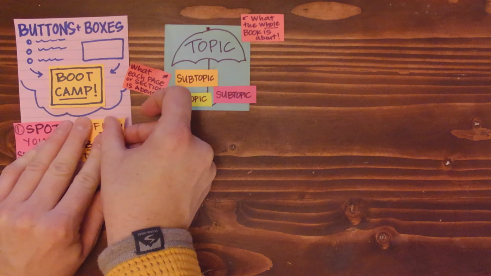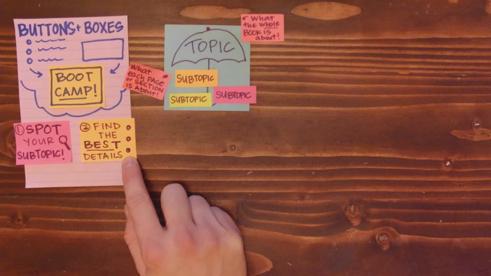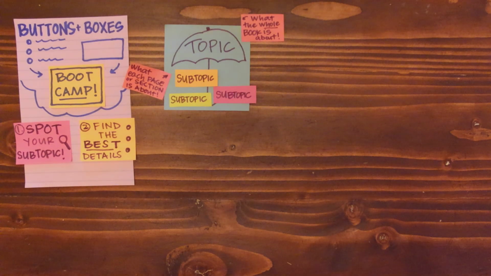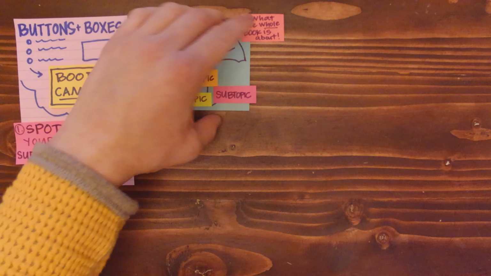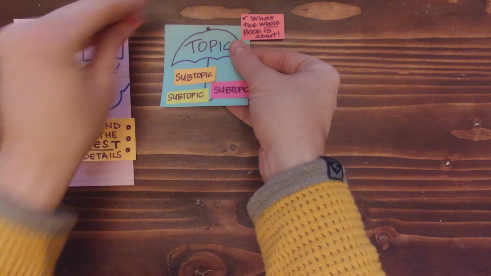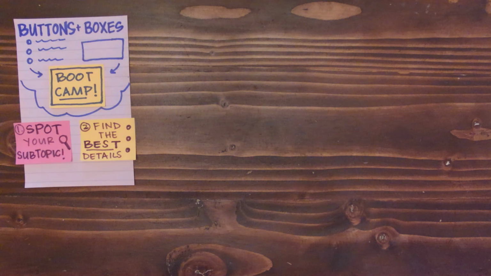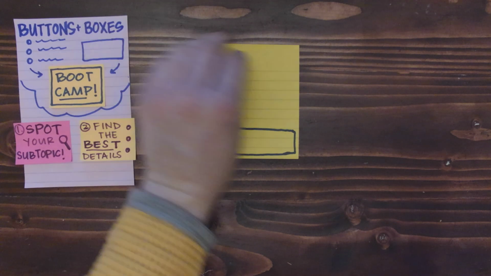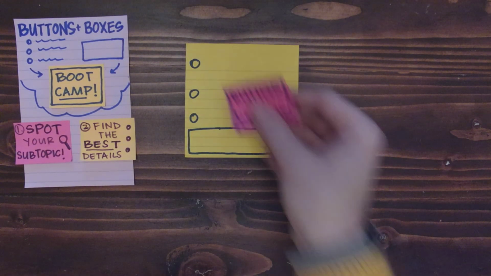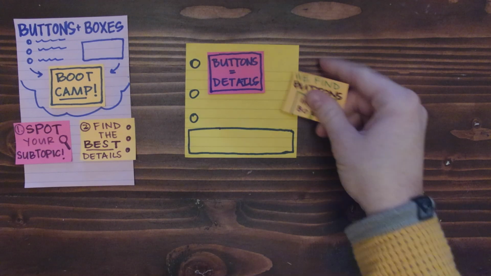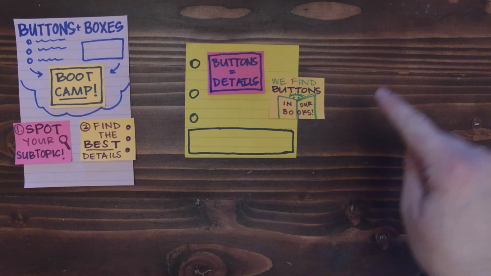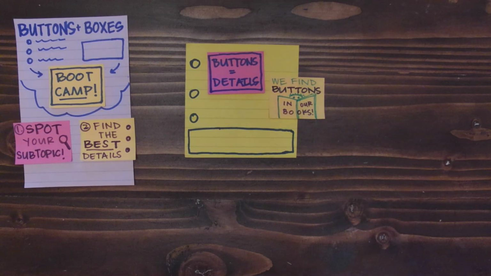Once you know what your page is about, the next step is to read it and decide which are the best details that I want to keep. Because as you know, in the books that you're reading, there are a ton of details, and some might be more important than others. So just a quick review. Remember that this is what our buttons and boxes looks like. And remember that our buttons are details. We find buttons in our books, so we can actually point to a button. It's a fact that we find and that we feel is important.